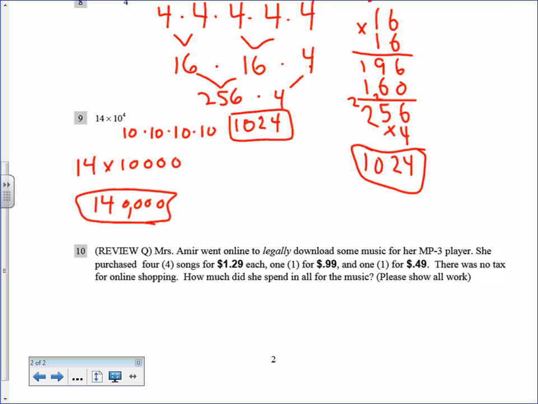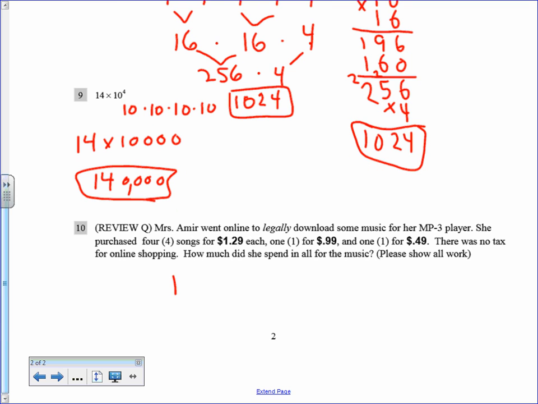All right, this is a nice review of decimals. 4 songs at $1.29. Remember, count the decimal places. 1, 2. We need 2 in our answer. 9 times 4 is 36. 8, 9, 10, 11, 4, 5.